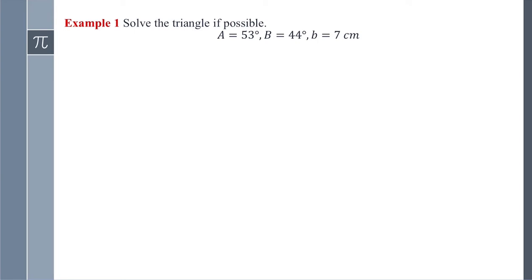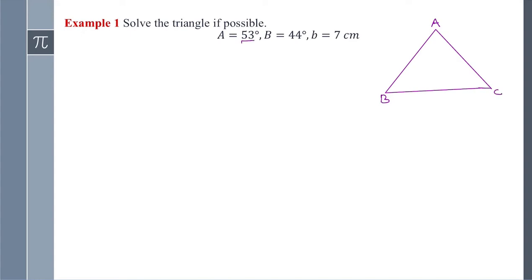So let's get started. When you're given this information and asked to solve the triangle, the first thing you are going to do is draw the triangle, put in the information, and then check whether you can use the law of sine or not. So that's what I'm going to do first. I'll go ahead and draw that triangle. It doesn't have to be perfect or to scale. We can just draw a random ABC triangle.